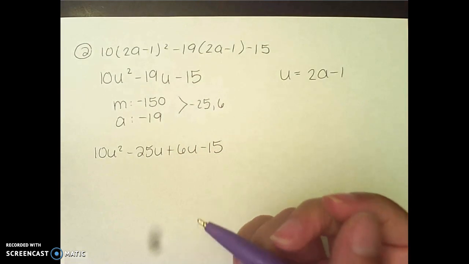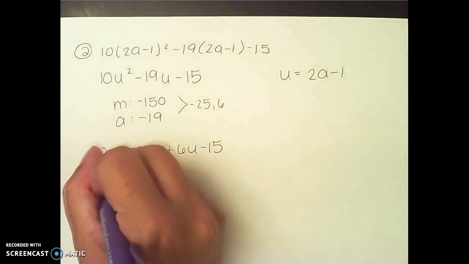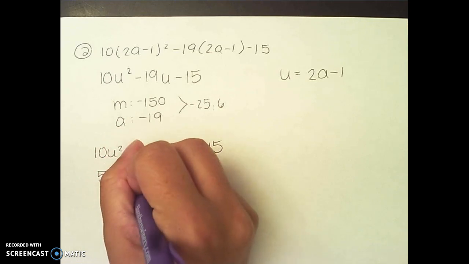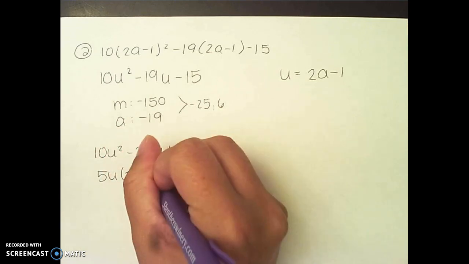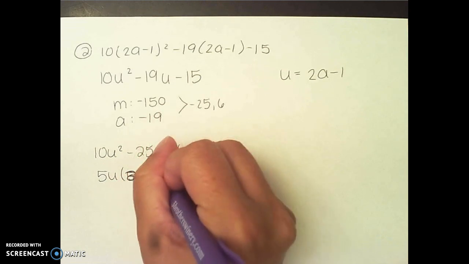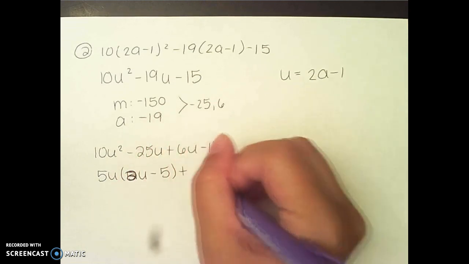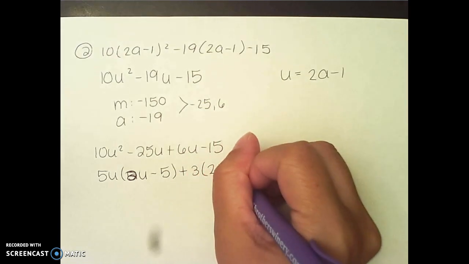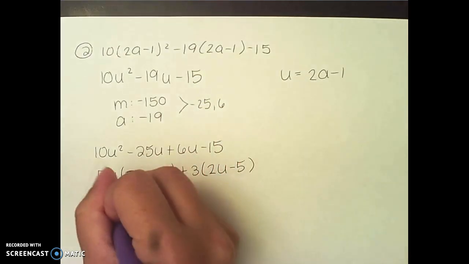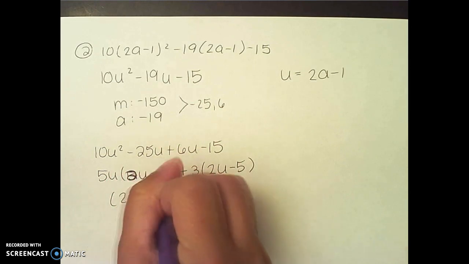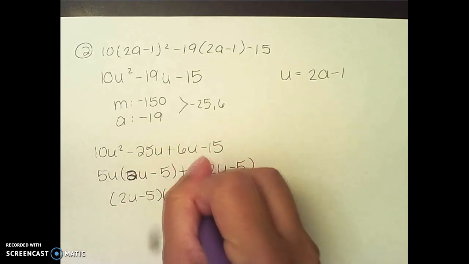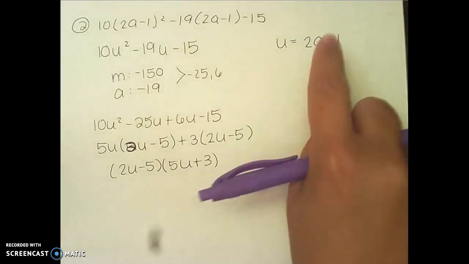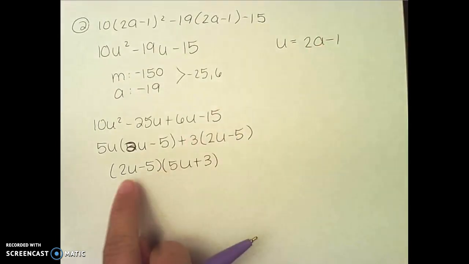We're going to group and factor out our GCF. 5u times 2u minus 5 plus 3 times 2u minus 5. So we'll have 2u minus 5 times 5u plus 3. So again, we have to substitute our 2a minus 1 back in for u.